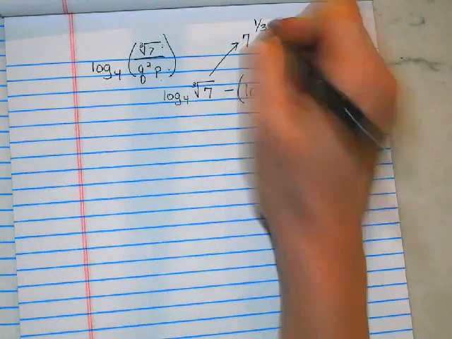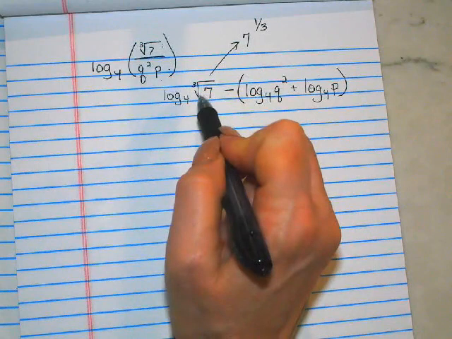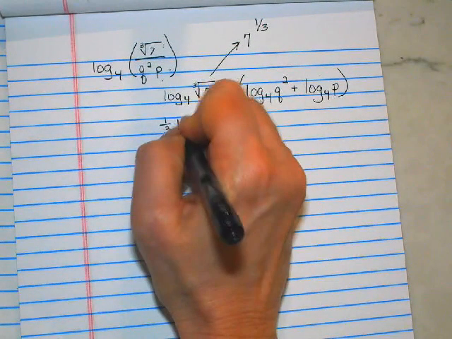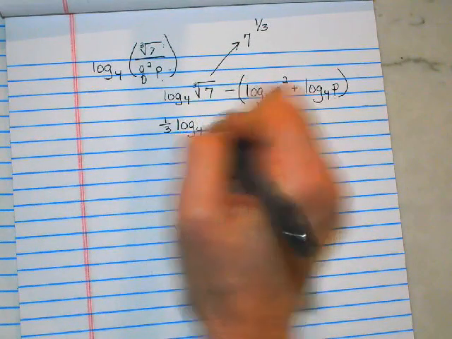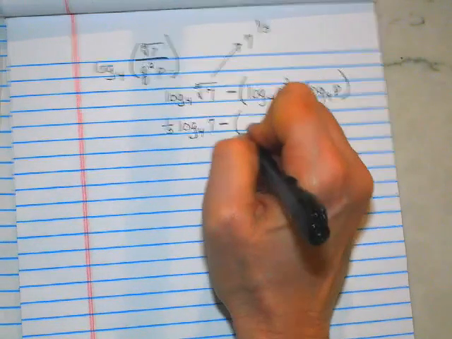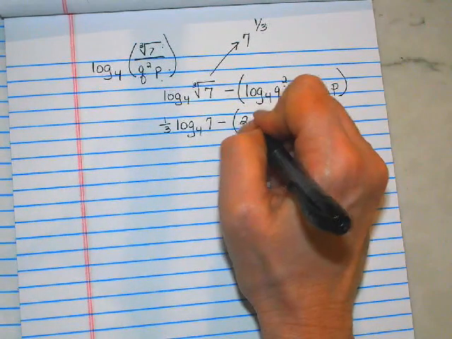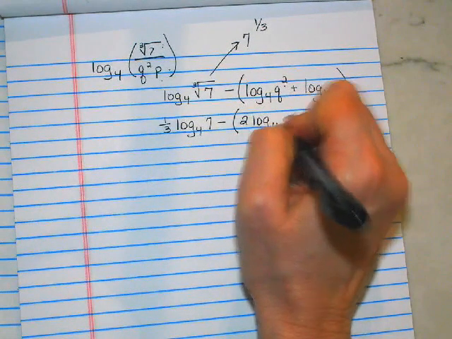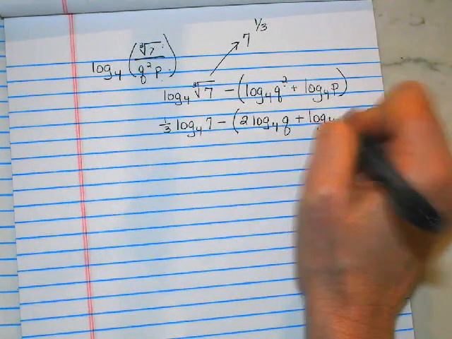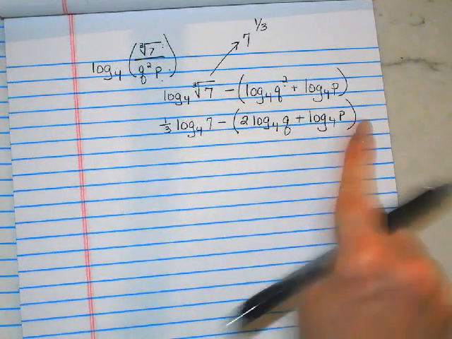Remember, this technically is 7 raised to the 1/3. So we're going to put that 1/3, that power, in front. You're never going to leave it like this. So it's going to be 1/3 log base 4 of 7, minus, keep that parentheses for a second. We have the same thing going on here. We have a power here. 2 log base 4 of q plus log base 4 of p.